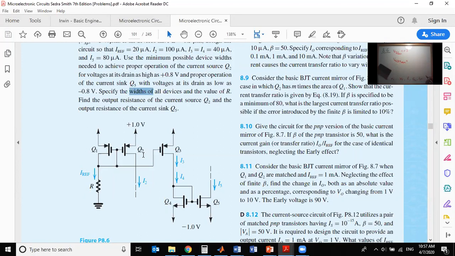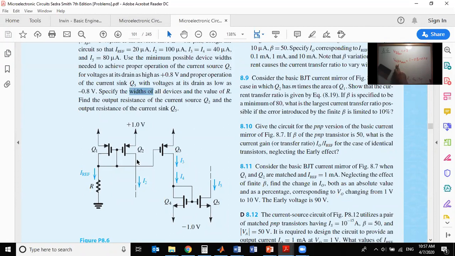Like 0.2. That's correct. Why? Because VSD minimum is VS minus VD. And we know that VS is 1 volt, and VD will go maximum to 0.8. So the difference is minimum 0.2, right? Like VD could be 0.8, could be 0.7, could be 0.6. So the minimum VSD is 0.2, which is 1 volt minus 0.8, which is 0.2 volts, right?